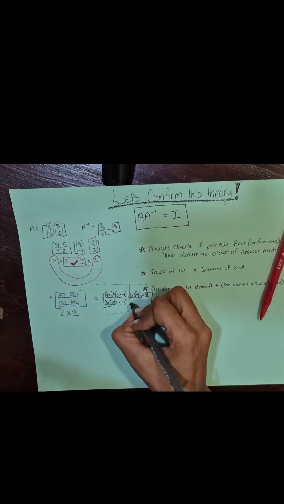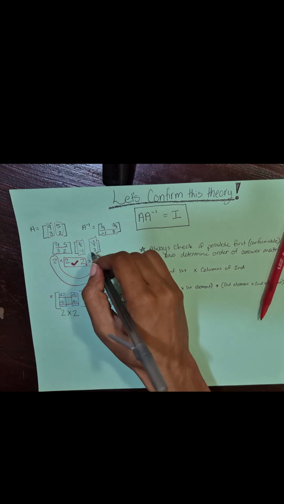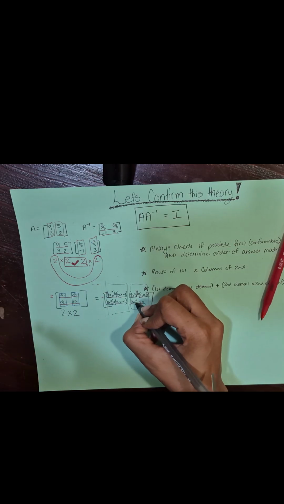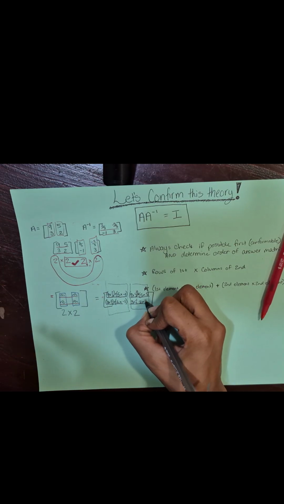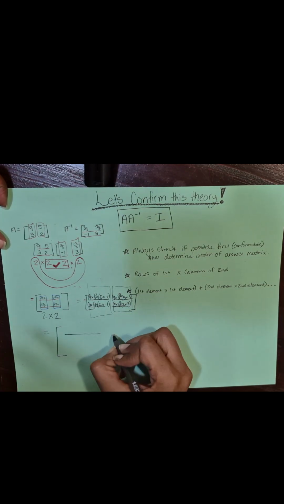And then over here, we're doing second row. So that's 3 and 2. And we're multiplying this time. We're doing the second column. So that's -5 over 3 and 3. And we're adding them.